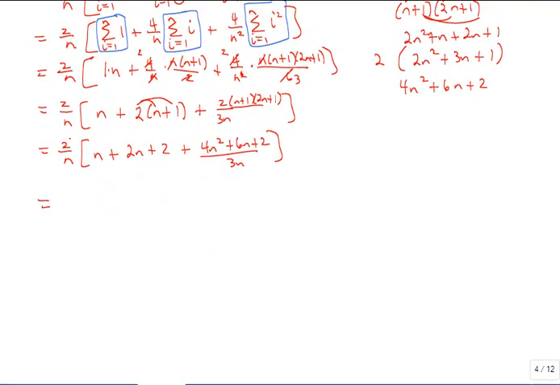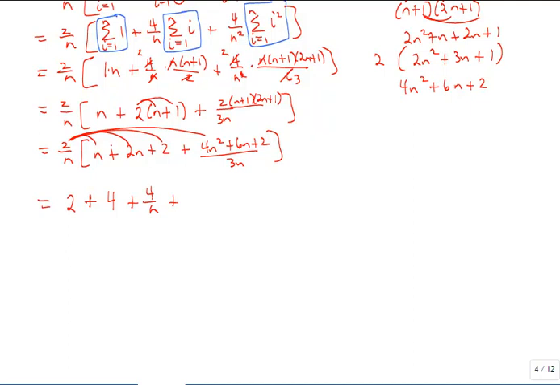Last thing I'm going to do is distribute this 2 over n across to each of these terms and cancel as I go. So 2 over n times n is just 2. 2 over n times 2n, the n's cancel. 2 times 2 is 4. 2 over n times 2 is 4 over n, plus 2 over n times all of this.